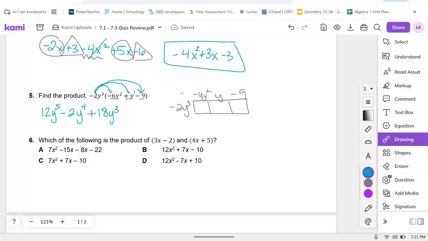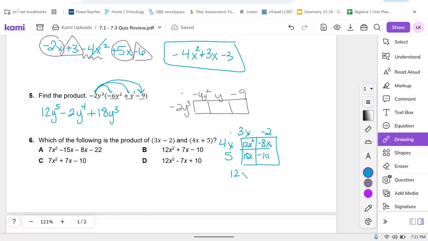All right, which of the following is the product of 3x minus 2 and 4x plus 5? So we're going to go back to the box method. I have 2 terms by 2 terms, so I have a 2 by 2 box. 3x minus 2, 4x plus 5. I'm going to multiply. 4x times 3x is 12x squared. 4x times negative 2 is negative 8x. 5 times 3x is 15x, and then 5 times negative 2 is negative 10.